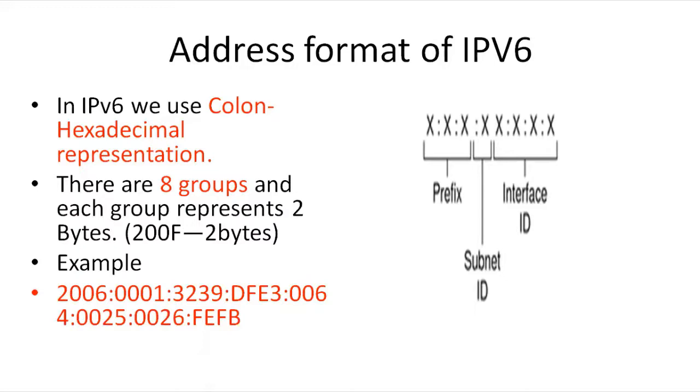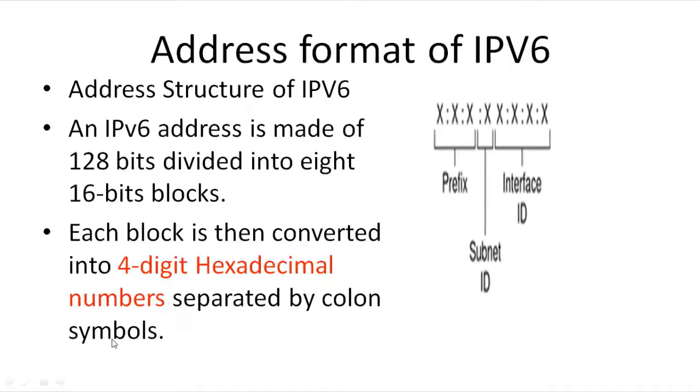8 groups are there. Each group represents 2 bytes. For example, I am taking X as one group. In that particular group you have 2 bytes. How can you represent it? For example, 200F. Each and every group is represented as 2 bytes, for example 2001, 0001, 3239. Like that, you have different groups.